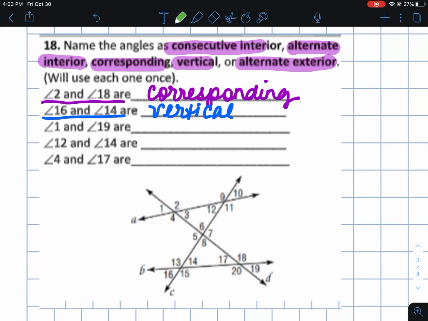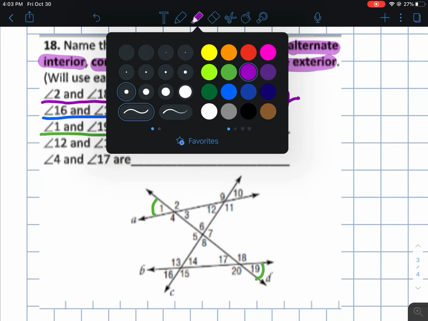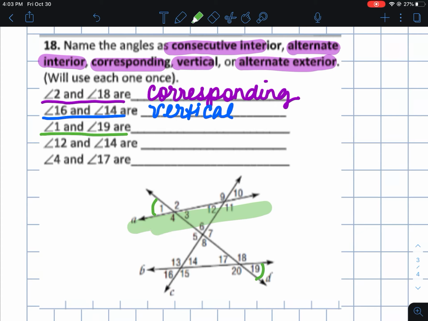Let's see. We have angle 1 and angle 19. So here's angle 1, and where's angle 19? It's way over there. Let me see where the interior is, because that might help me figure out what their relationship is. I colored the interior. Both of these angles are on the outside. Well, the only one that says exterior is alternate exterior.